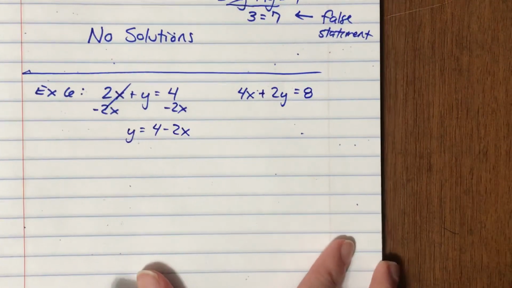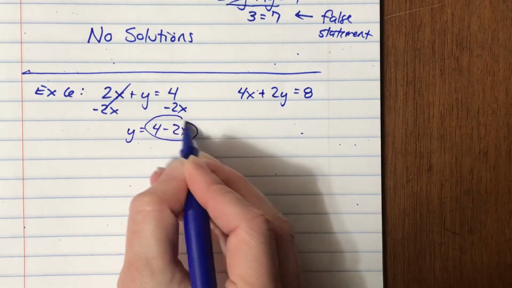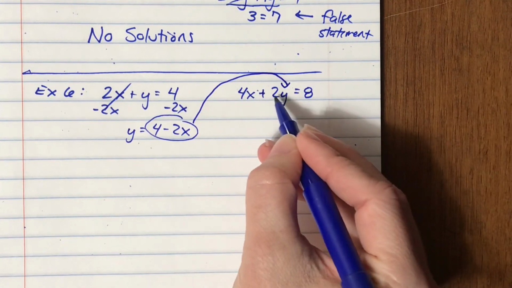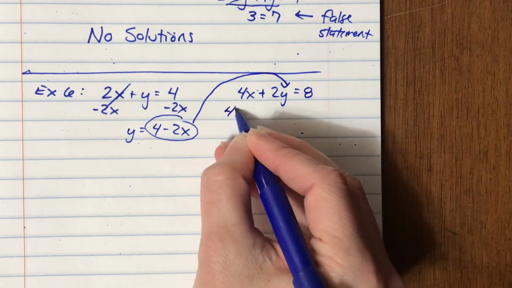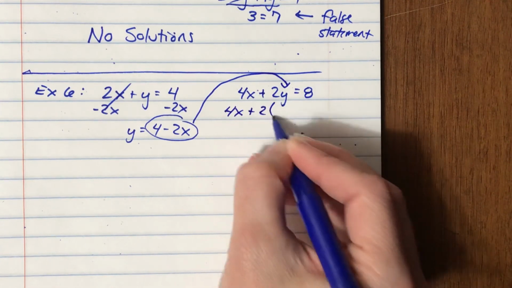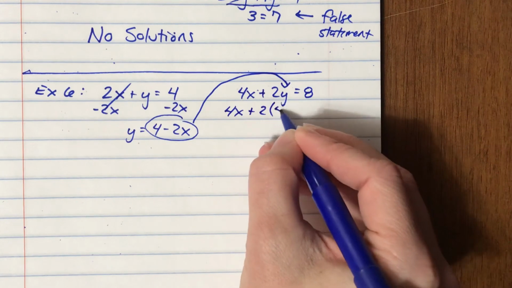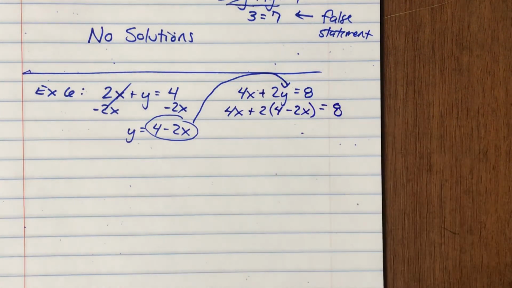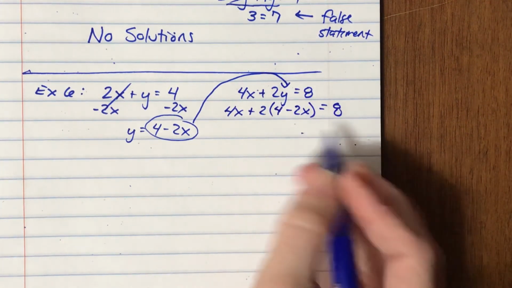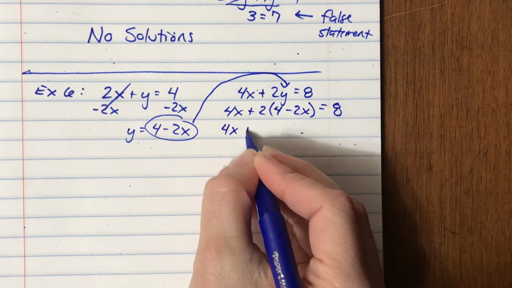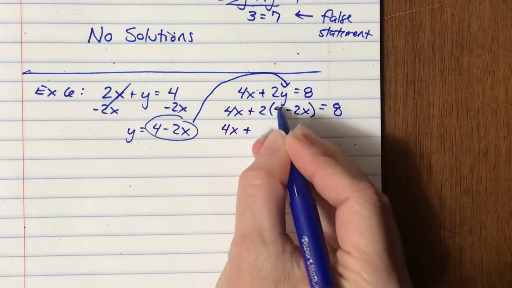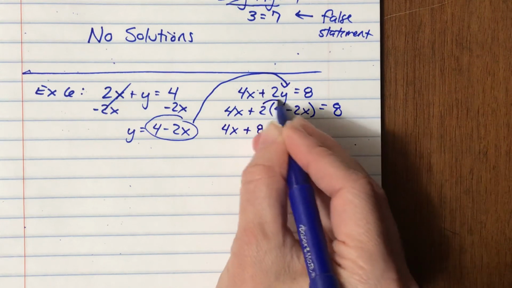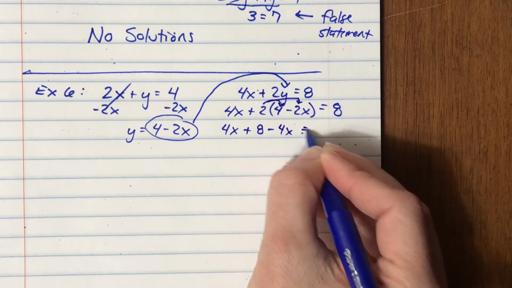Now that I know what y is, I'm able to go over here and make my substitution. So there's my y value. I'm going to drop it in right here, making sure to put it in parentheses because there's a 2 out in front here. So 4x plus 2 times what I know to be my y value, 4 minus 2x, is equal to 8. And then I have some distributing to do here and some combining of like terms. So 4x plus 2 times 4 would be 8. 2 times negative 2x would be minus 4x. So we just distributed here. And then that's equal to 8.